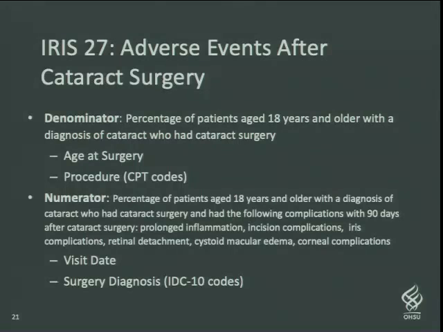So the second measure I'm looking at is IRIS 27, which is looking for adverse events after cataract surgery. The denominator is looking at patients aged 18 years and older with a diagnosis of cataract who had cataract surgery. So it's pulling data fields of age at surgery, procedure, the CPT codes that are listed. And the numerator is the percentage of patients aged 18 and older with a diagnosis of cataract who had cataract surgery and the following complications within 90 days. So prolonged inflammation, incision complications, and so forth. This is looking at visit date and surgery codes.